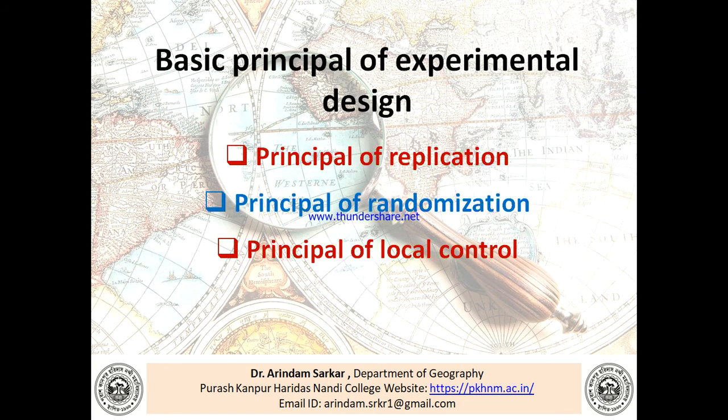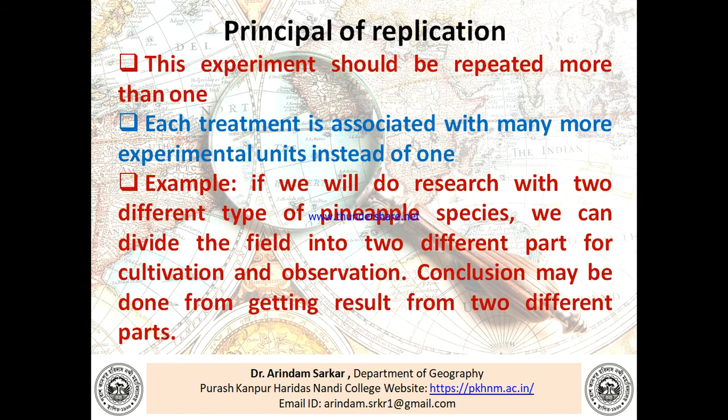Then the basic principles of experimental research design. There are three basic principles: the principle of replication, the principle of randomization, and the principle of local control. What is the principle of replication? The experiment should be repeated more than once. Each treatment is associated with many experimental units instead of one.